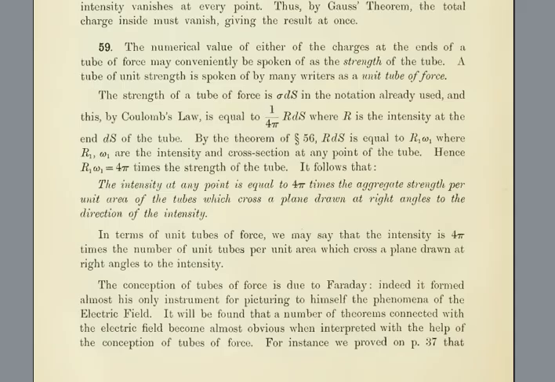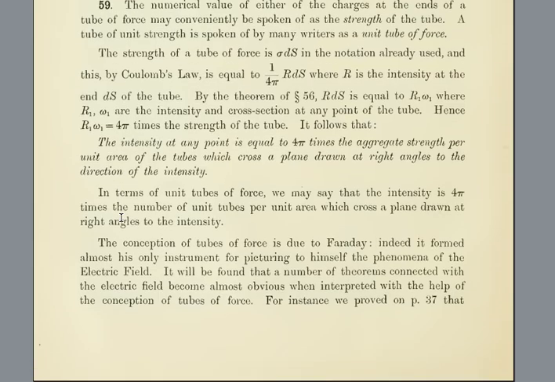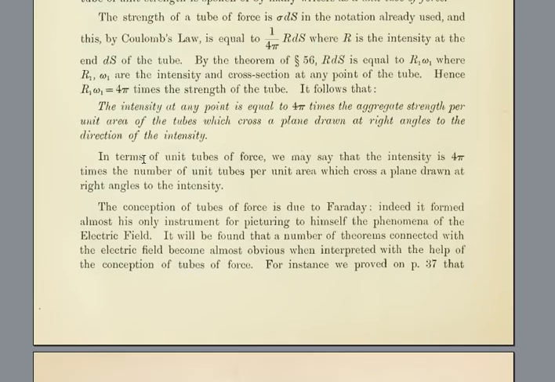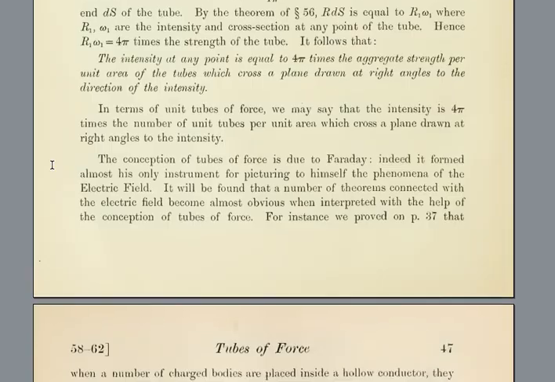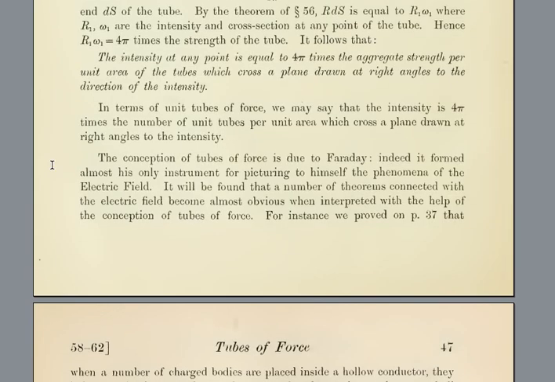By the theorem of section 56, r multiplied by ds is equal to r1 multiplied by omega 1, where r1 and omega 1 are the intensity and cross-section at any point of the tube. Hence, r1 multiplied by omega 1 is equal to 4 pi times the strength of the tube. It follows that the intensity at any point is equal to 4 pi times the aggregate strength per unit area of the tubes which cross a plane drawn at right angles to the direction of the intensity. In terms of unit tubes of force, we may say that the intensity is 4 pi times the number of unit tubes per unit area which cross a plane drawn at right angles to the intensity.